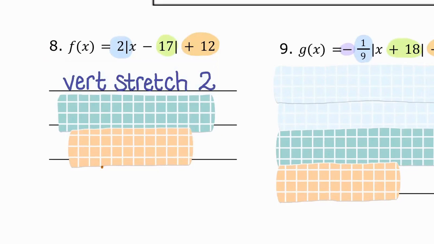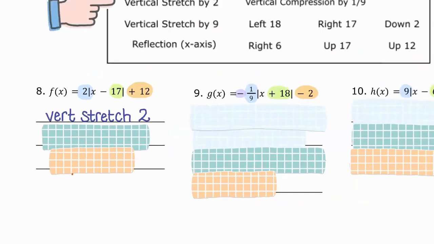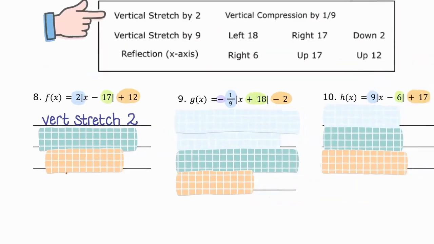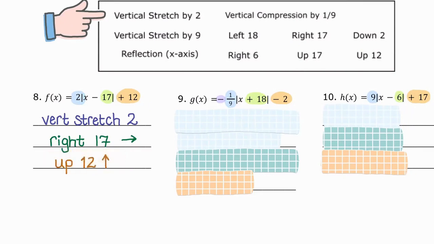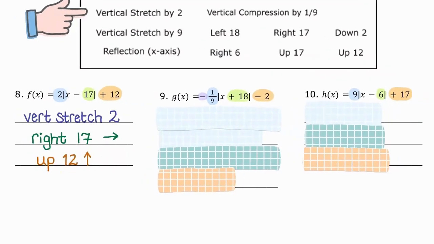I can see a 17 on the inside of the absolute value. So here's what I can do if I'm unsure. I see right 17 and up 17. Well, since it's on the inside of my absolute values, that tells me it's going to shift to the right. And then the last one I see is a +12 on the outside. So I have to think about what that's going to do. Should move it up 12. So hopefully you can start to see some of the patterns here.